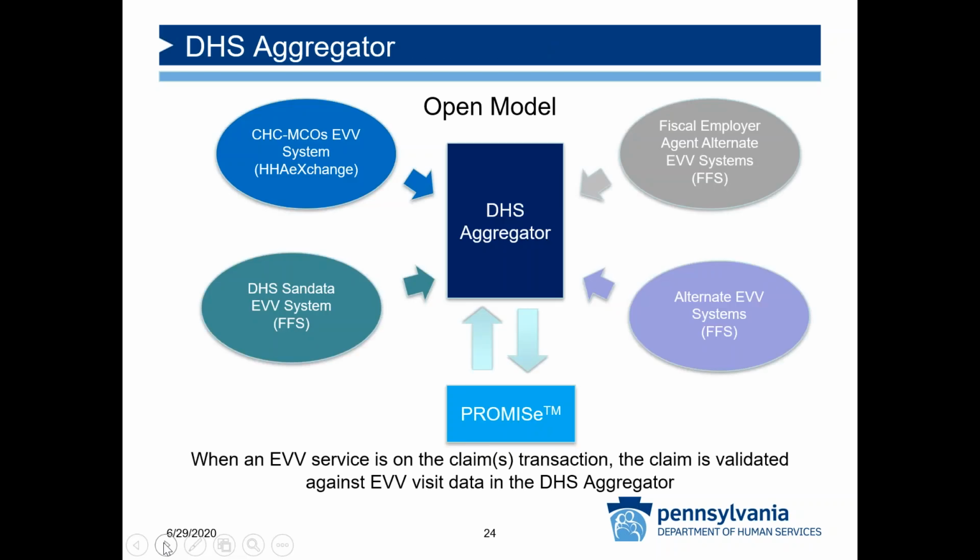We've covered this a number of times in the past, but it's always good to remind you that we are using an open model. So this allows for providers to use those third-party or alternate EVV vendors. And all the systems must flow into the DHS aggregator. So you'll see here that the DHS SANdata EVV system, which is used by fee-for-service providers, flows into the aggregator. The CHC MCO's EVV system, or HHA Exchange, flows into the aggregator. The fiscal employer agent alternate EVV systems, which are fee-for-service, flow into the aggregator. And then, of course, the alternate EVV systems for fee-for-service also flow into that aggregator.